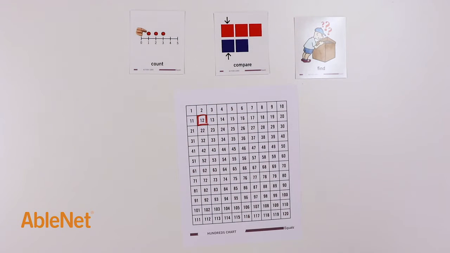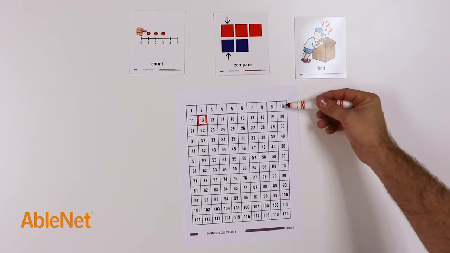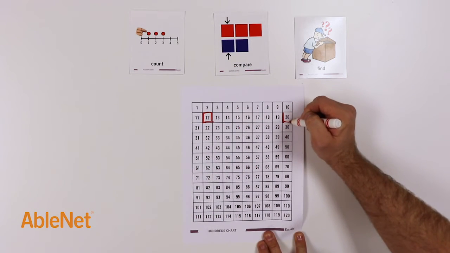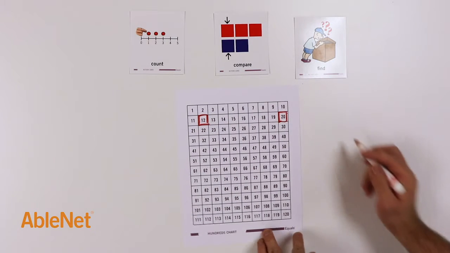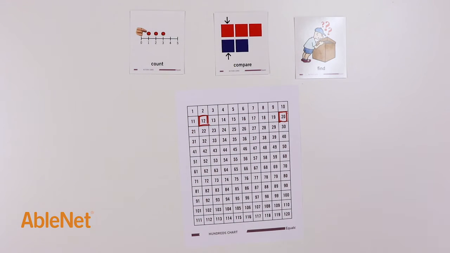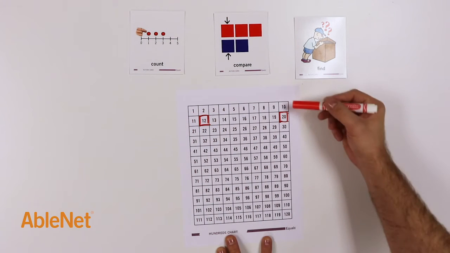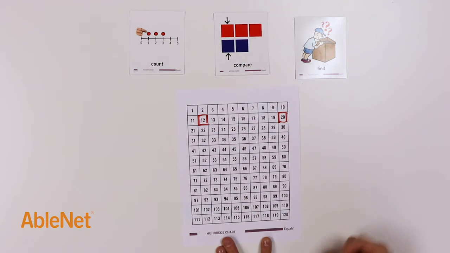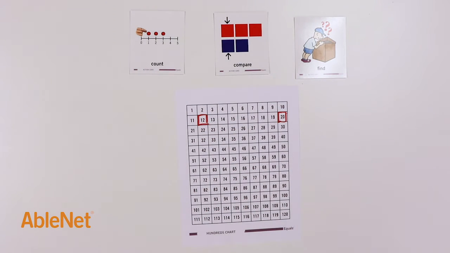Next, we'll need to locate 20. We know that 20 has two sets of 10, and since there are no ones, we can mark 20 on the hundreds chart. We need to determine if 12 or 20 is closer to 10. We can compare the amounts. We know from comparing these amounts that 12 is closer to 10, so Mr. Janowski should buy the box with 12 bags inside.